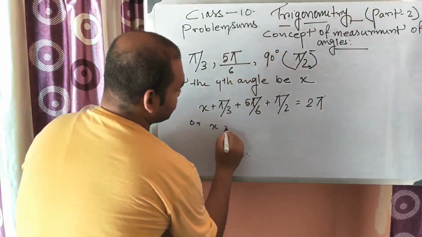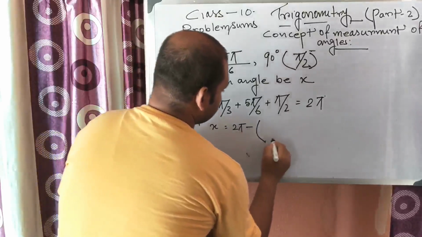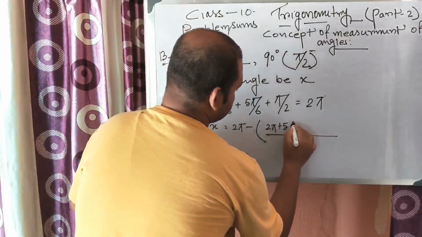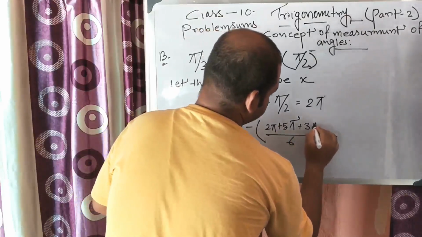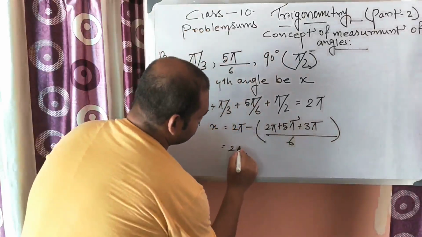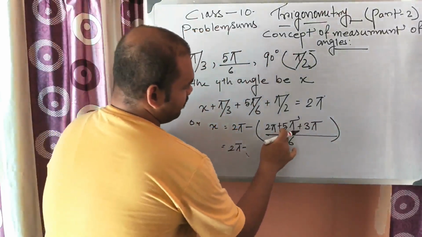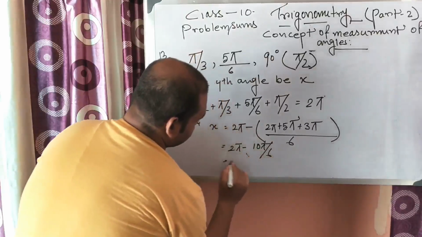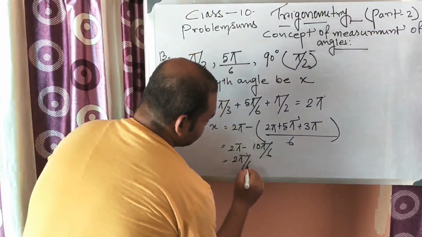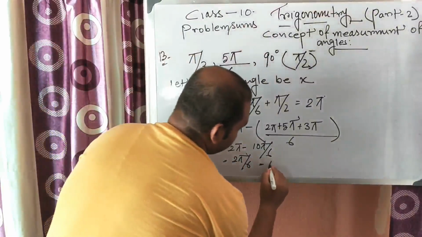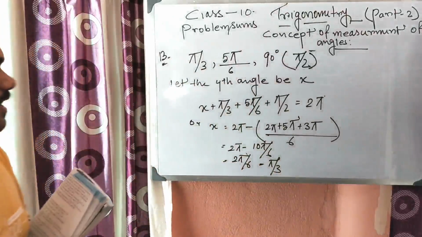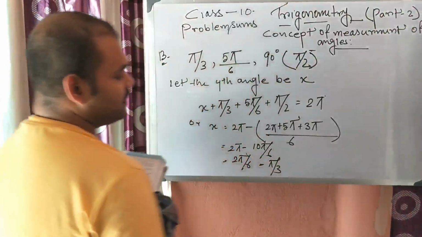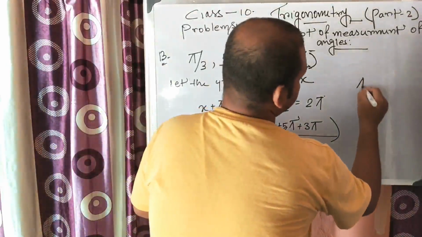Or x we can write down, x is equals to 2 pi minus, so let's do the LCM, 6. So 2 pi plus 5 pi plus 3 pi. So lots of pi's are there. So pi minus 5, 3, 2, so it makes it 10. So 10 pi by 6. So it makes 2 pi by 6 or pi by 3. Okay. So another angle is pi by 3. And pi by 3 is equals to 4th angle.